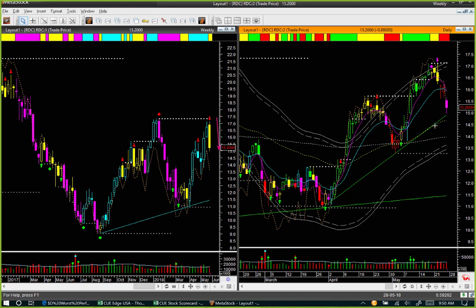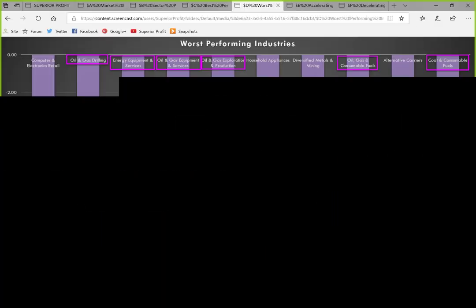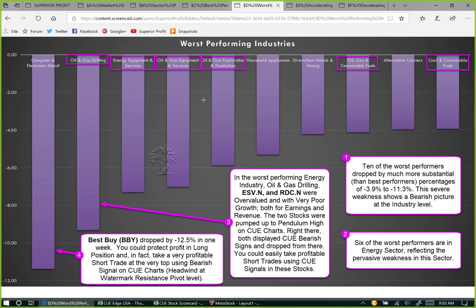At the same time, in this case, the daily is at the trend line support level, also near the yellow direction line support level. Therefore, we are not going to initiate any short trade in RDC right now. The optimal short entry in both RDC and the other stock has already passed. Energy sector dropped with oil.